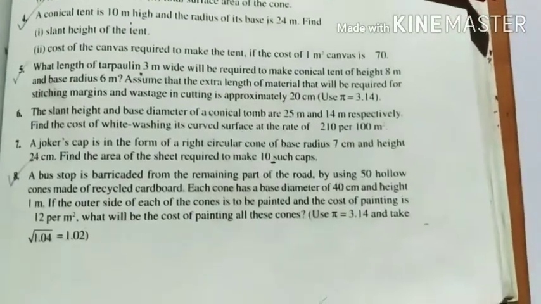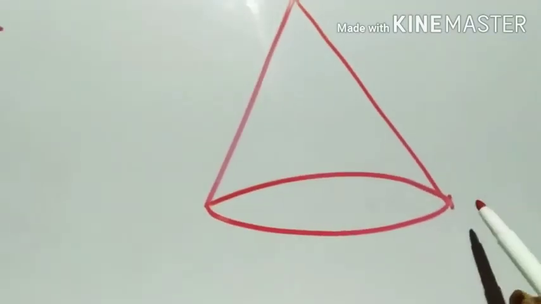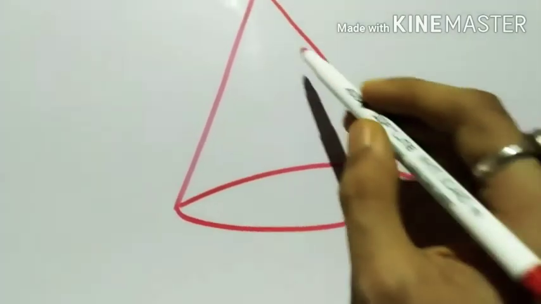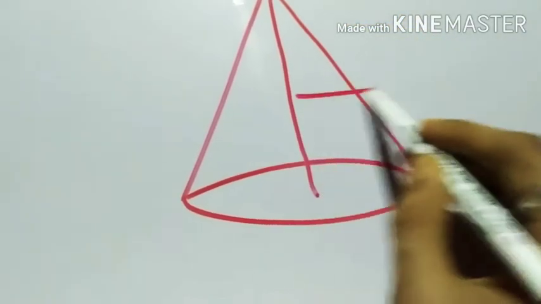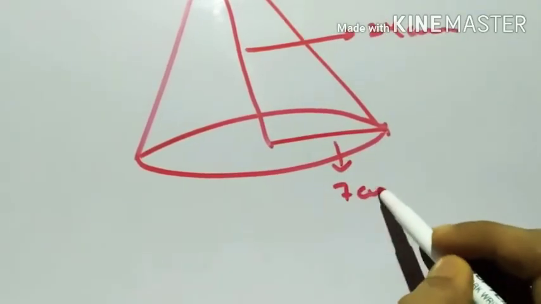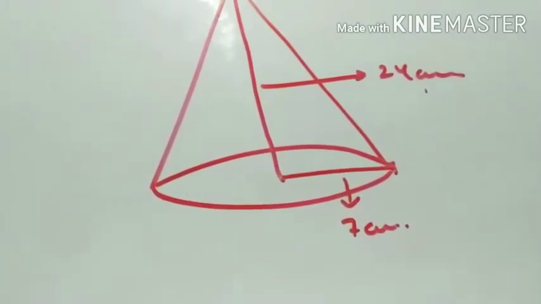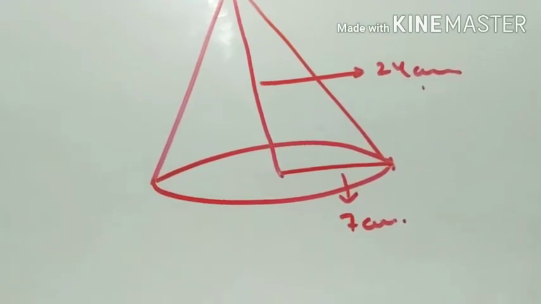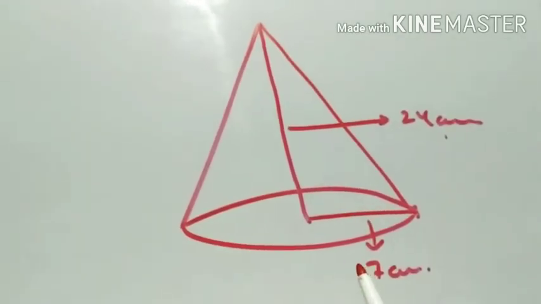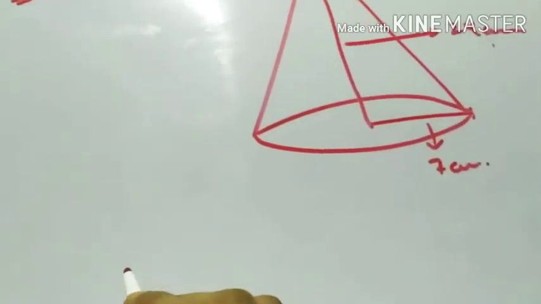So question number 7, joker's cap is in the form of a right circular cone of base radius and height given. Okay, so one cone is there whose height is given as 24 cm and base radius is given as 7 cm. I have to find the area of the sheet required to make 10 such caps. First of all, let's find the slant height.